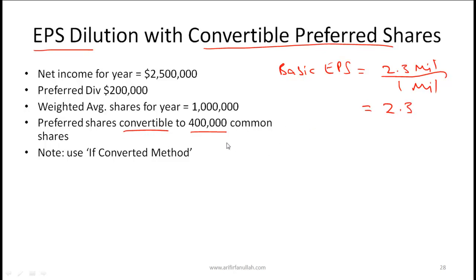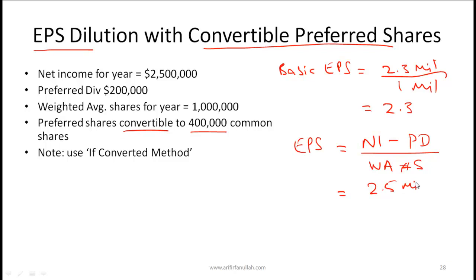But as an analyst, you say that what if the preferred shares are converted to common stock? To come up with the new EPS, we use a method called the if converted method, where we essentially say what happens if the preferred shares were converted to common shares. So the formula first: net income minus preferred dividend over the weighted average number of shares. If the preferred shares are converted, then there is no preferred dividend, and your net income would now be 2.5 million, divided by the weighted average number of shares.